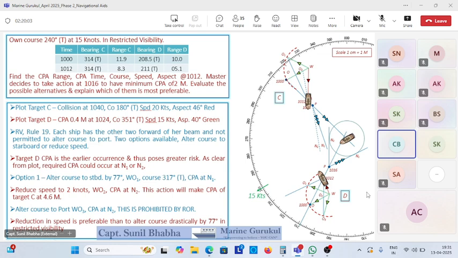Right, beta? Yes, sir. Now you see, if you alter to starboard by 77 degrees, the rate of approach will become very, very less, and you will have to go off track for a very long period of time. Do you see? Both Delta and your ship are having speeds of 15 knots. दोनों की speed 15 knot है बेटा. You can check. Your speed is also 15. Target Delta speed is also 15. So if you alter to starboard and you wait for target Delta to overtake you and go ahead before altering back to your course, imagine how long will you have to go off track.